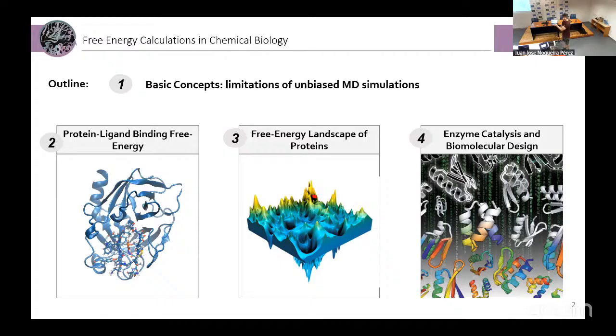But the idea is that at the end of the talk, we are also going to discuss a little bit some applications of this free energy landscape concept to the field of enzymatic catalysis and protein design. Okay, so this is a little bit the idea. So basic concepts, protein ligand, free energy landscape, and then some applications. So if you have questions, you can ask during the talk, you can ask afterwards, or you cannot ask, no, but so feel free to interrupt when we are talking.